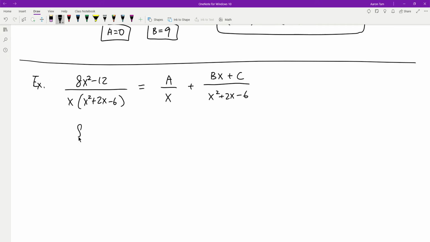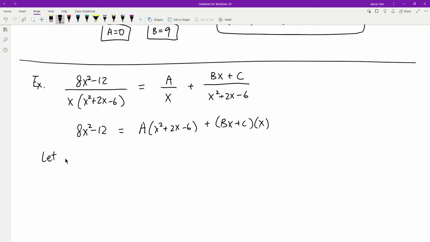So, therefore, the numerator, 8x squared minus 12, would equal a times (x squared plus 2x minus 6) plus (bx plus c) multiplied by x. So this one is tough, but it's not undoable. Notice the problem here is that we only have one good x value once again, and that will be 0, because that will make bx plus c go away and allow us to solve for a. But then to solve for b and c will require a little bit of work. So let's see if we can figure this out.